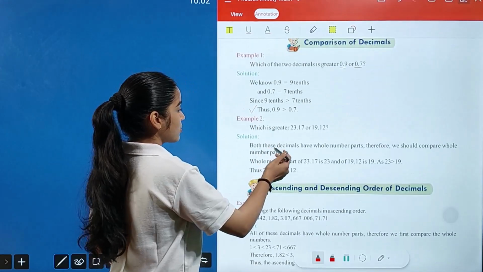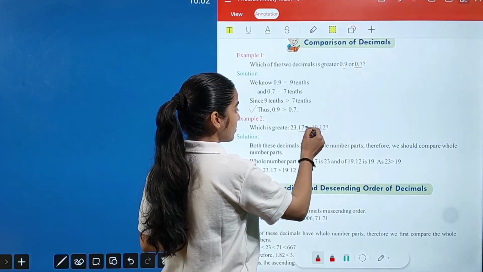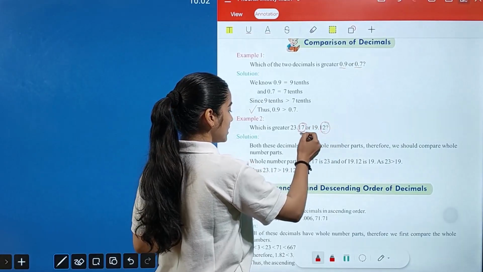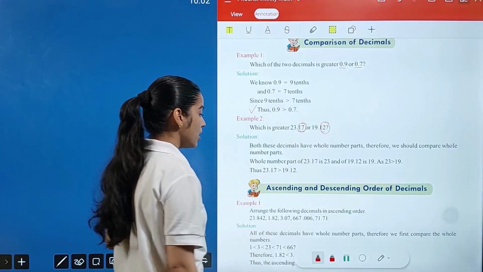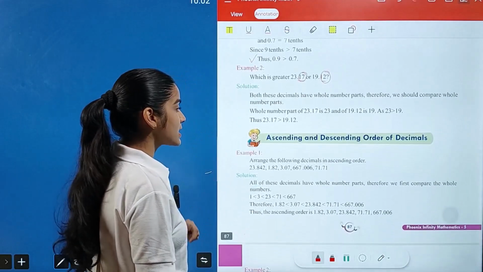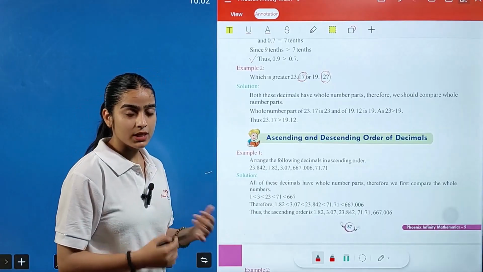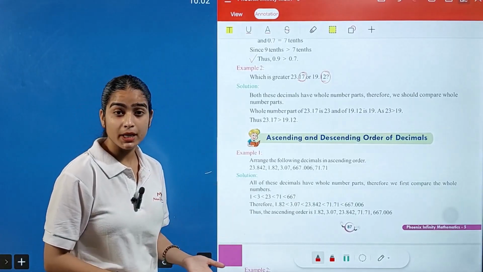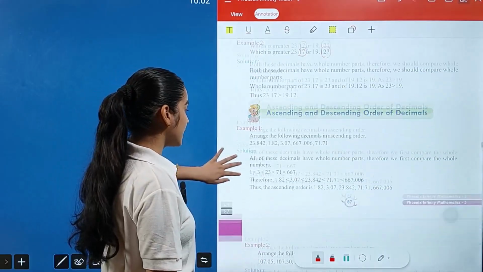Which is greater? So now you have two digits, so you have to compare these two digits. So 17 is bigger. It means 23 upon 17 is bigger as compared to 19 upon 12. Now, ascending and descending order of decimals. That is very easy because you already know how to compare, and you already know about the ascending and descending order.